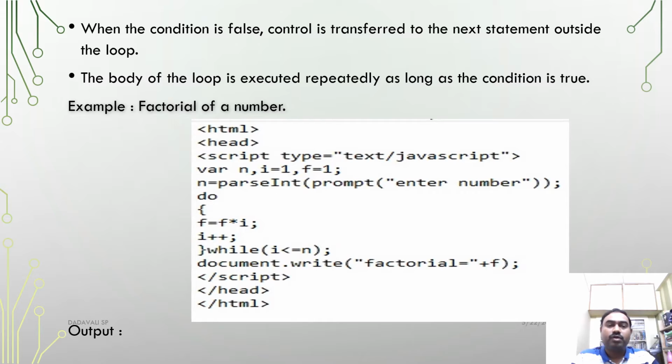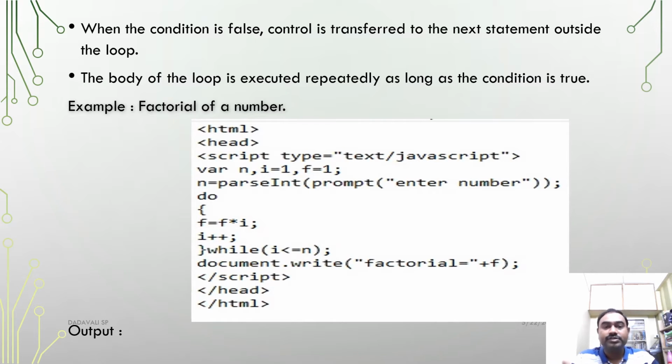So in the do while loop, f equals f into i. You know the logic of the factorial of a given number. Then increment, i plus plus. Then while i less than or equal to n applies the condition. Once the program executes, f equals f into i. Initially f is 1 and i is 1, so f into i is 1 into 1, assigned to f. After that i plus plus increments i, so i is now 2.